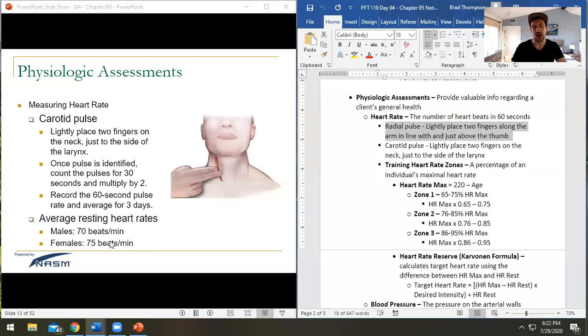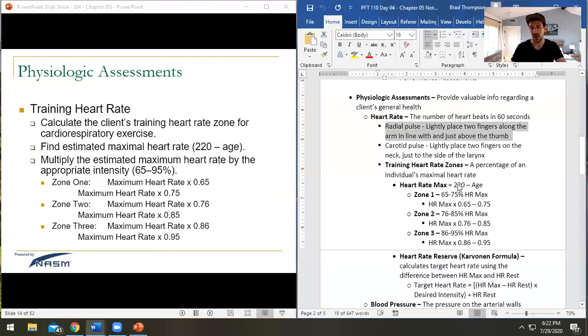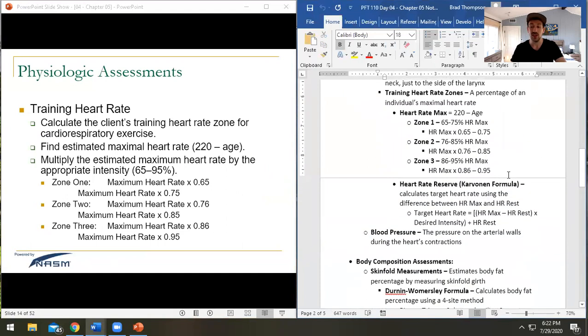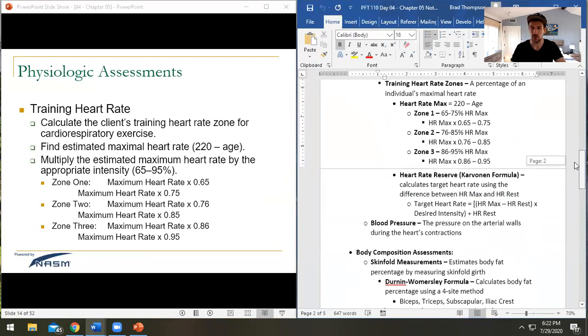You'll see that pretty commonly. A lot of times you're going to hear the term between 70 and 80 beats per minute. That's typically how it's presented. Now, once you know what their resting heart rate is, what's really cool about this is now you can determine their target heart rate training zones.